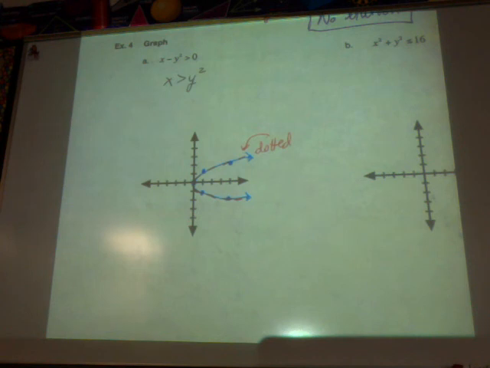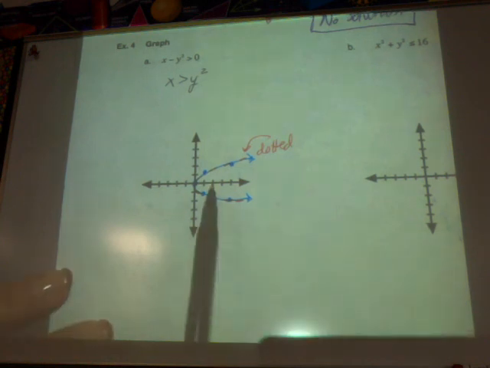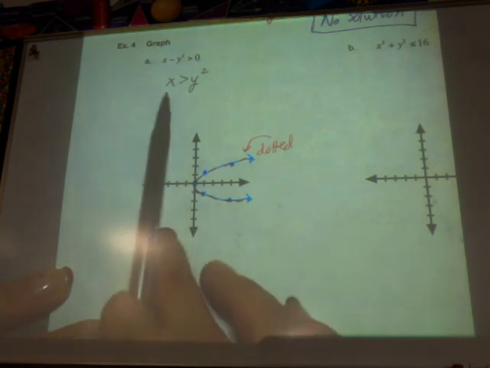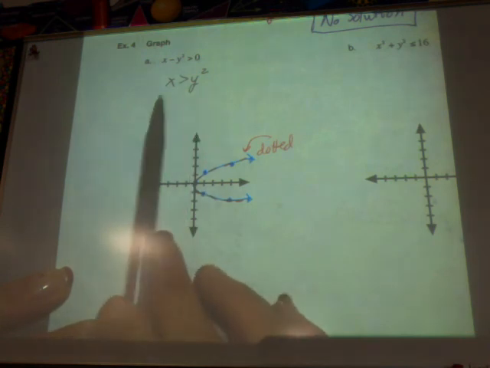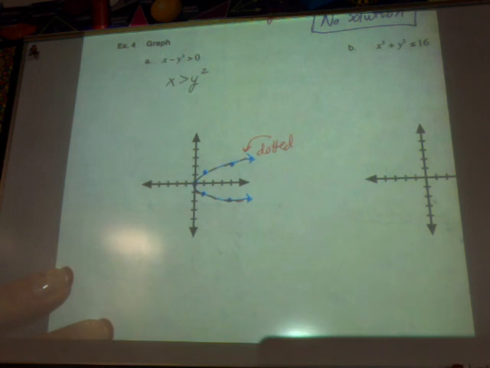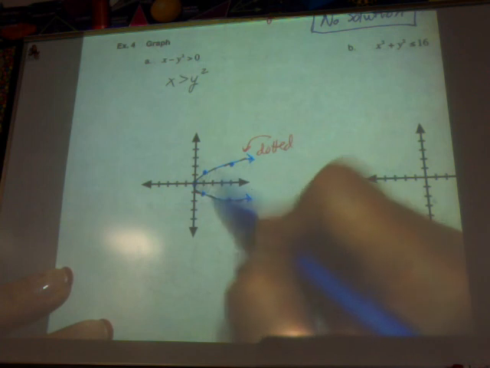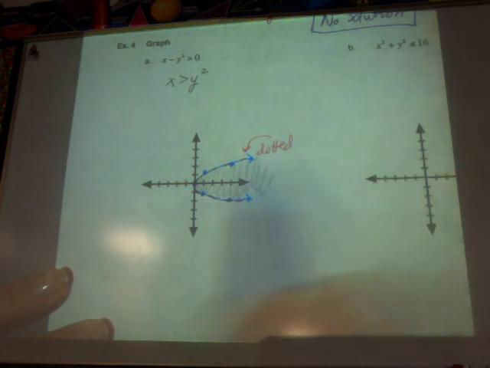If you're not sure, can't you do a checkpoint? Can't I check like this point here? What point is that? 2, 0. So put in 2 for x and 0 for y. You get 2 is greater than 0. Is that true or false? That's true. If that's true, then this is where my shading belongs. If it was false, then I would have shaded all out here, right? So this is your solution.